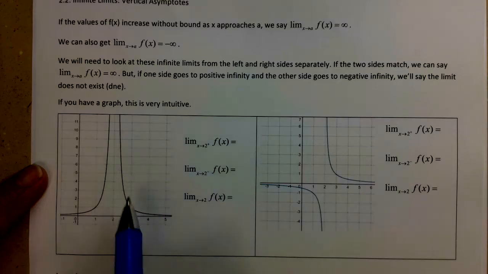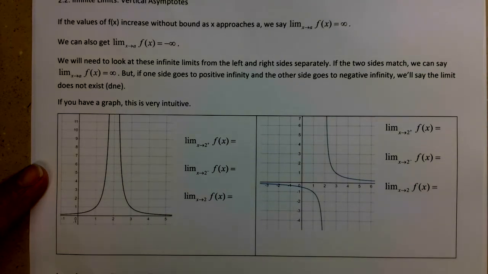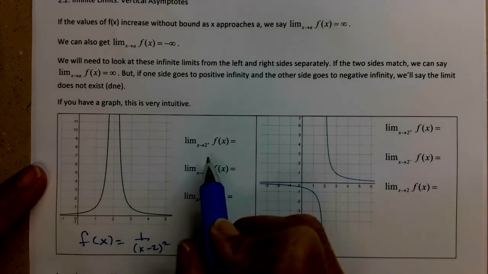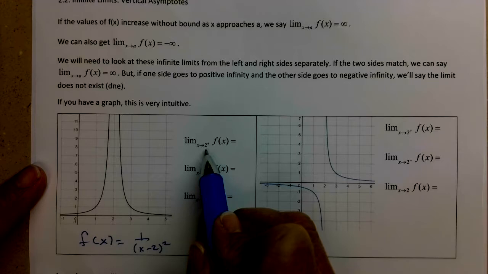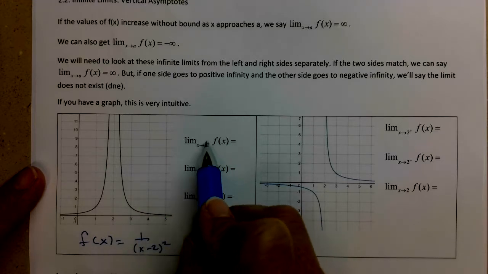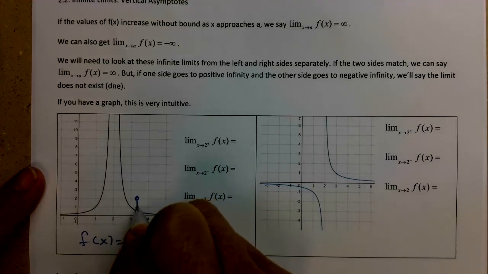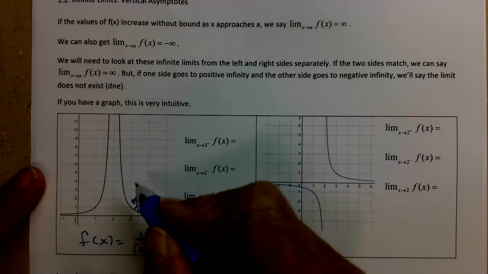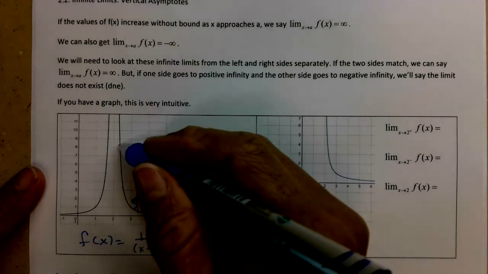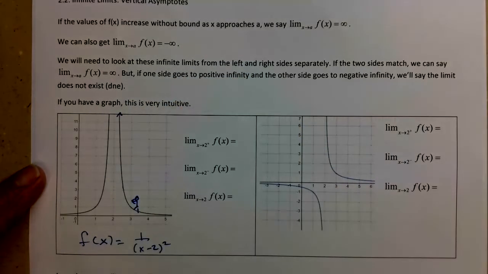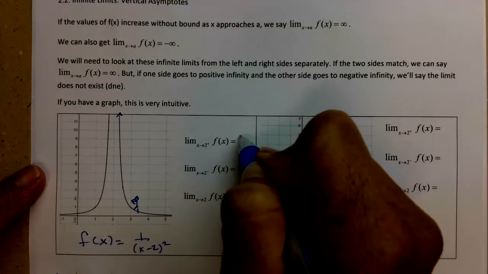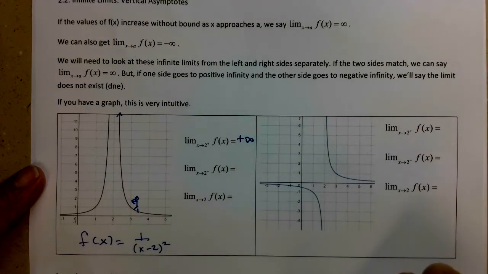So let's look here. I've got a function drawn, and I'm pretty sure this is f of x equals 1 over (x minus 2) squared. Okay. So as x approaches 2 from the right, here's your notation for a one-sided limit. The little plus says from the right, so go ahead and hop on your graph to the right of 2 and start walking towards 2. And you start getting bigger and bigger and bigger till you go off the graph. So that is a positive infinity.